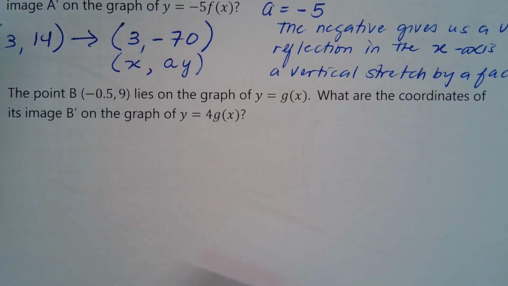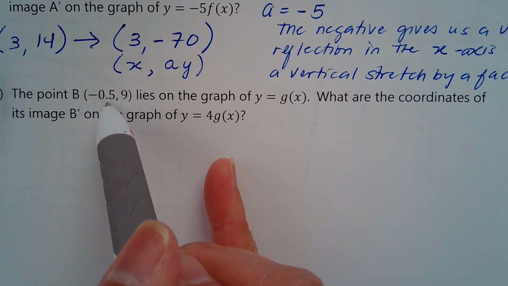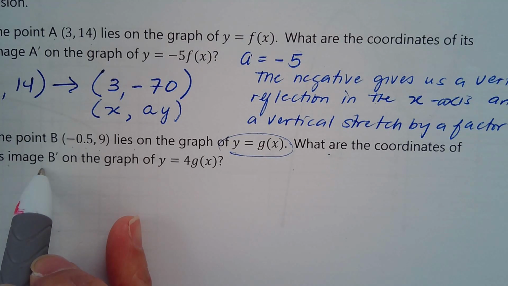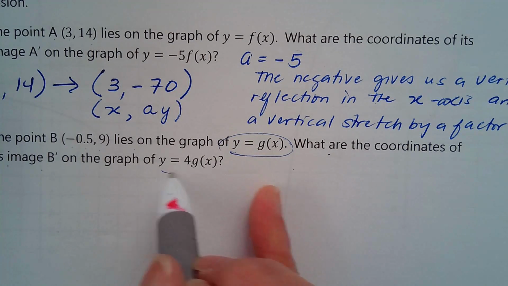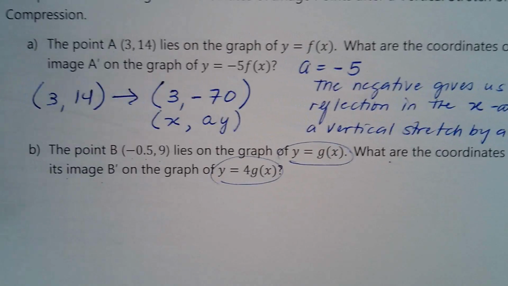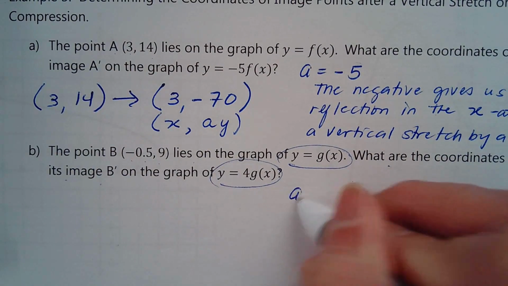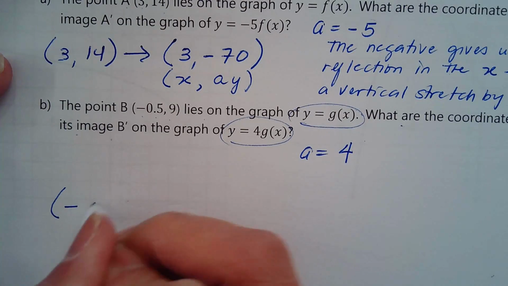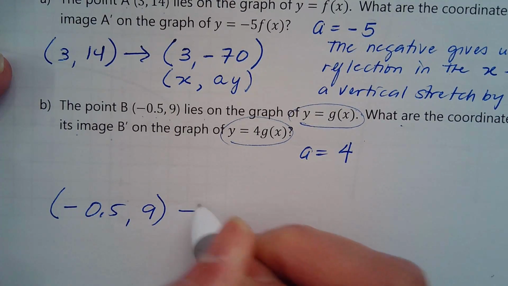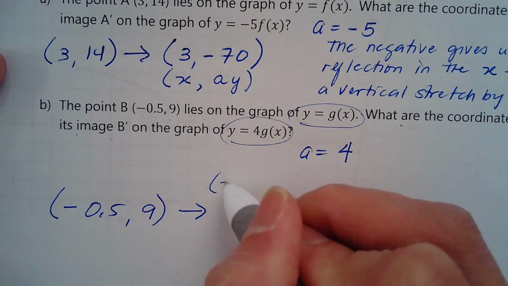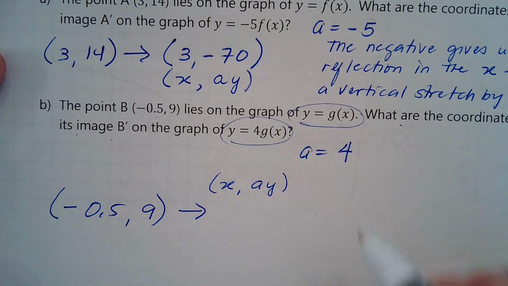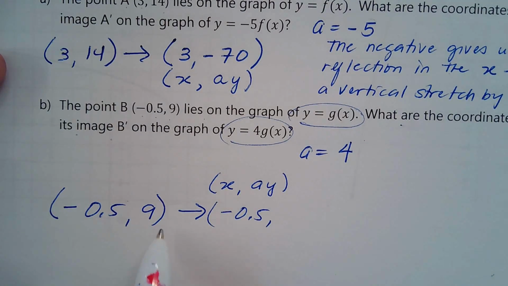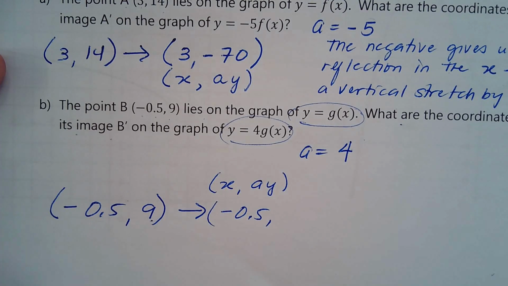Okay, now letter B, this part here. The point (-0.5, 9) lies on a graph of g of x. What are the coordinates of its image, B prime, on the graph where it says 4 times g of x? So a is equal to 4. Starting off with (-0.5, 9), our image would be (x, a times y). So it's going to be -0.5, comma, 9 times 4, which is 36.